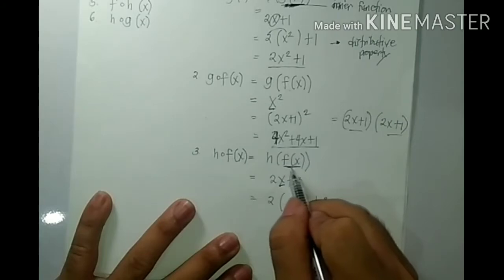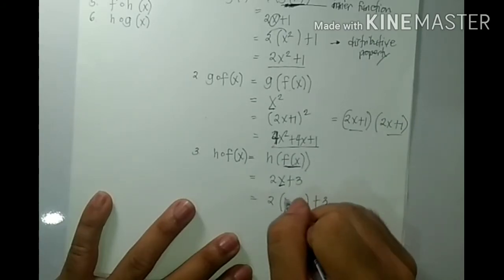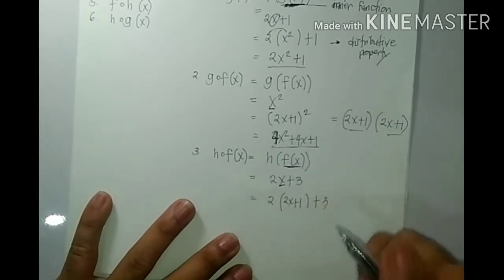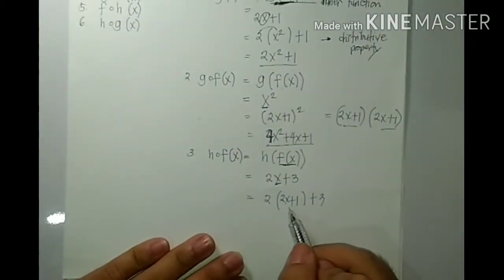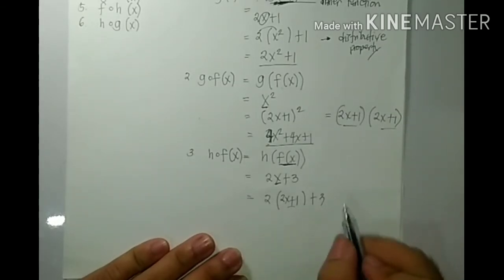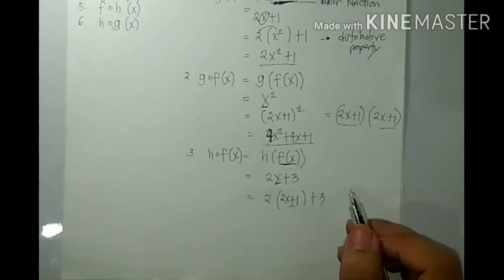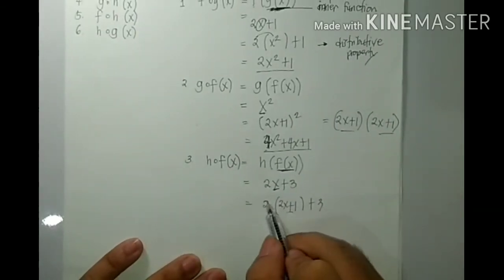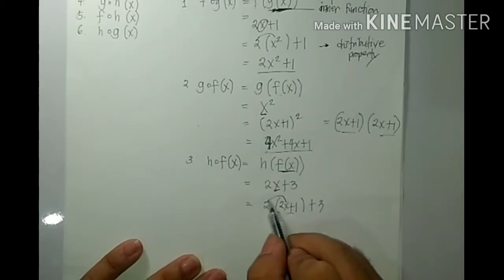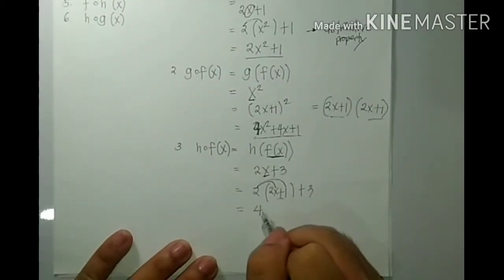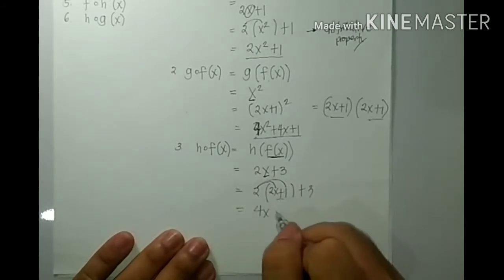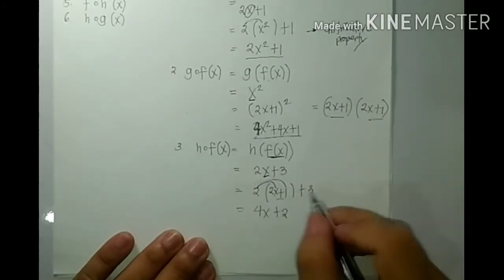So what is the value of our f of x? So we have 2x plus 1. Okay. So since we have already substituted the value of the inner function, we can now apply the distributive property. Okay. By distributing 2 to 2x, 2 to positive 1. So 2 times 2x, that is 4x. 2 times 1, that is positive 2.